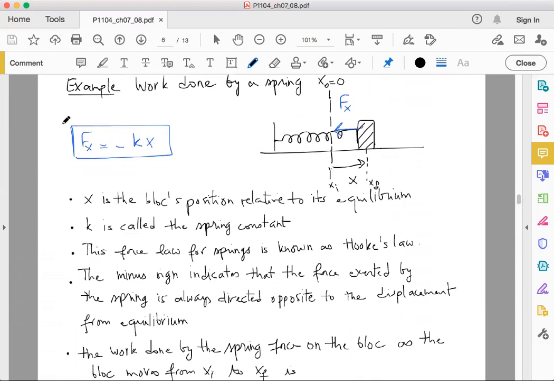This example is very important here because we have defined the spring force. You should know that the spring force is equal to minus kx, where k is the spring constant and x is the position of the end of the spring relative to its equilibrium position. And you should know that the minus sign indicates that the force exerted by the spring is always directed opposite to the displacement from equilibrium. And finally, that this is known as Hooke's law.